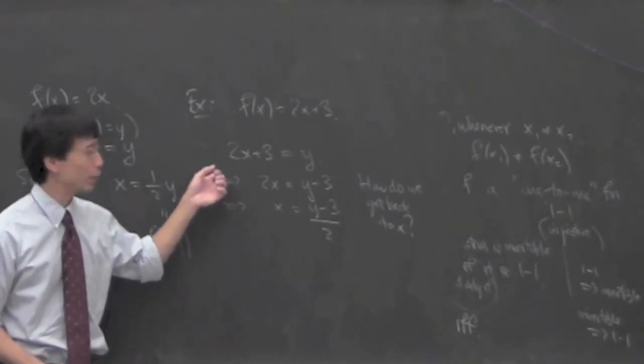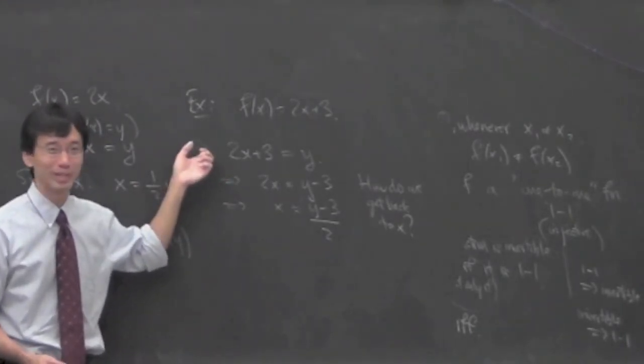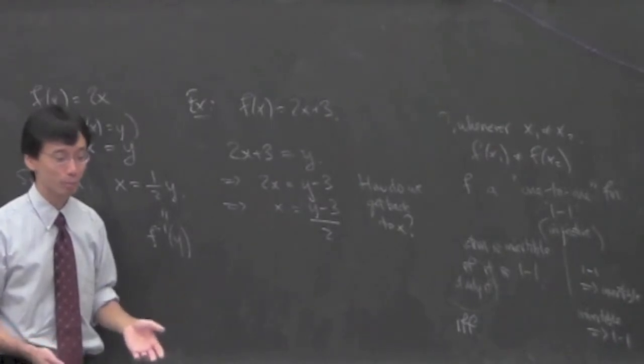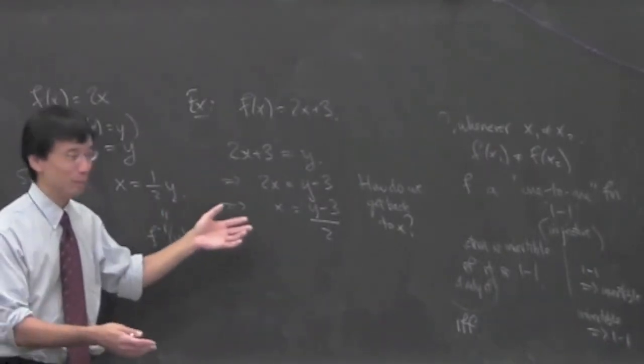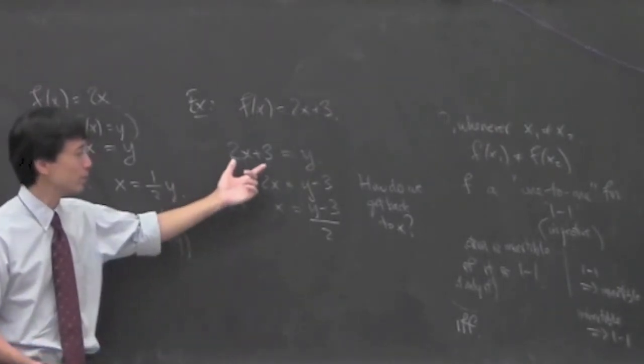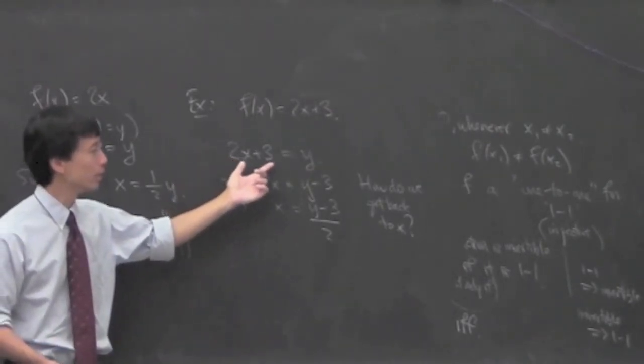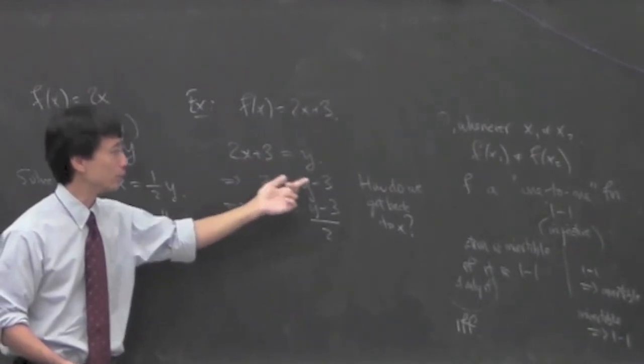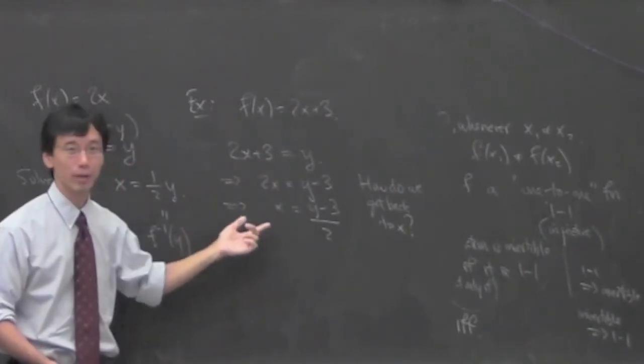You want to undo whatever f did. You don't like what f did to you. You had something really nice, f came and messed it up, and you're wondering how to undo it. Well, this is how you figure it out. I want to get back to x, so I need to subtract off the 3, and then I need to divide by 2.